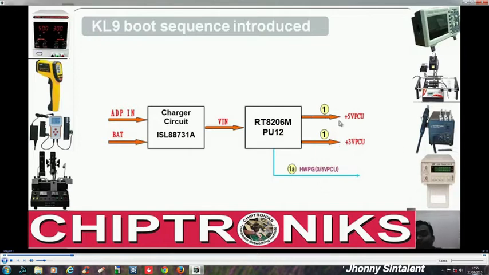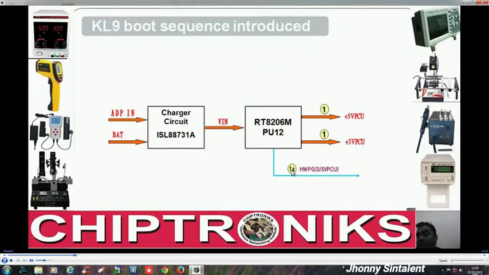So in the first step, it generates the 3.35 volt regulator IC. Here this IC is RT8206M and indicated by PU12, which you can also see on that notebook motherboard. And please open your schematic when I'm explaining each and everything. The RT8206M is the 3.35 volt regulator IC. In the first step, it generates plus 5 VPCU plus 3 VPCU, and it generates a power good, H power good, right? Generates power good, that means it indicates to the next system.